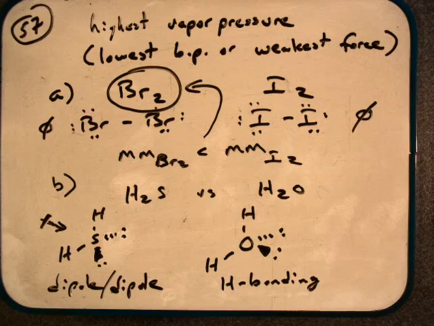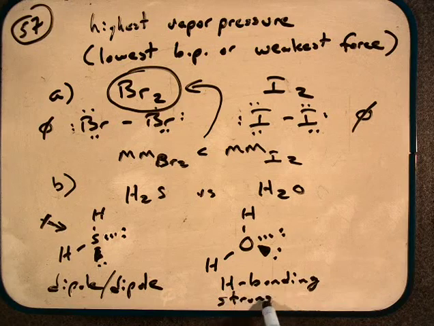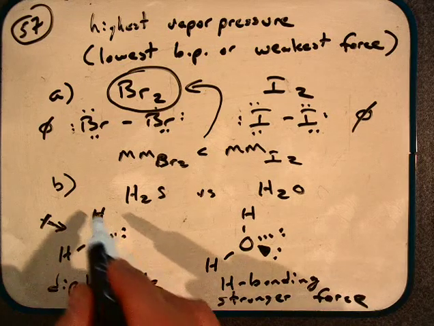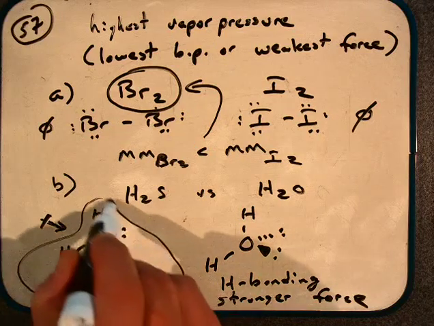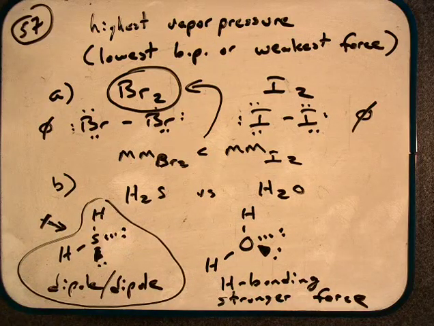So H2S is a molecule that just has dipole-dipole forces, while H2O is actually one that has hydrogen bonding forces, again because we have that oxygen present. And so as a result, hydrogen bonding is the stronger force. So that means our dipole-dipole is going to be weaker of the two forces, and as a result it's going to have the highest vapor pressure as a result. So with part B, it's realizing that one of these molecules, H2O, is hydrogen bonding, while the other one, H2S, is only dipole-dipole.